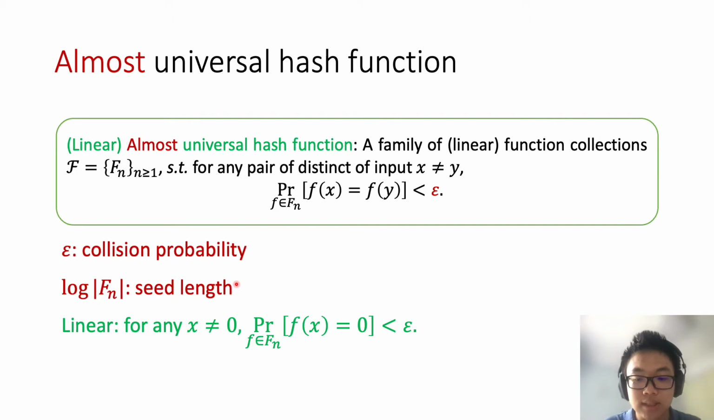And we note here that in fact we are considering linear functions. So the linear almost universal hash functions is that every function in the collection is linear. And in this case, you can see that this condition of collision can be written as for every non-zero input x, the hash value is 0 with very small probability epsilon.